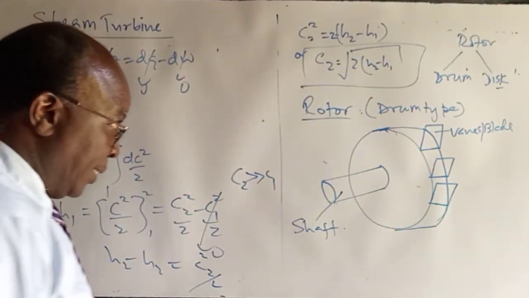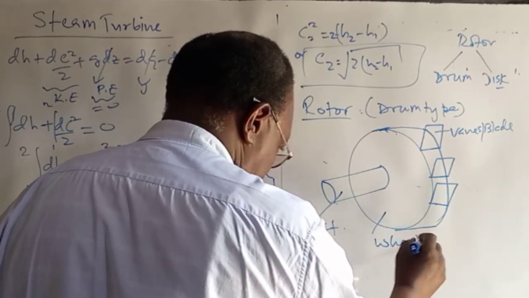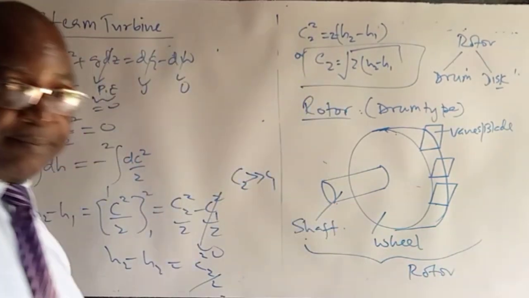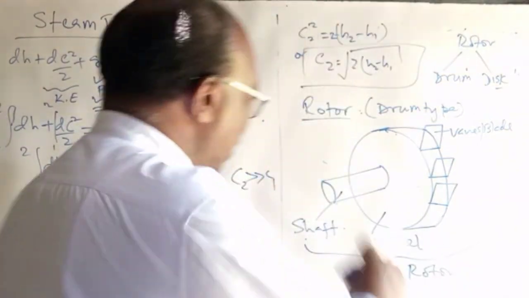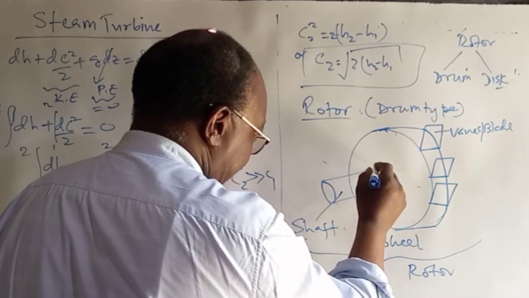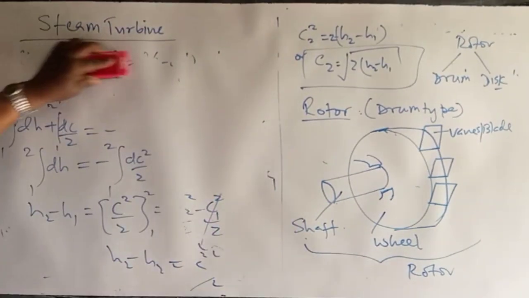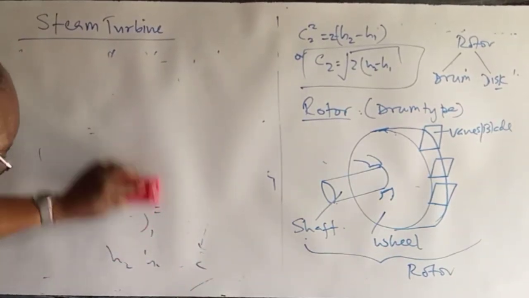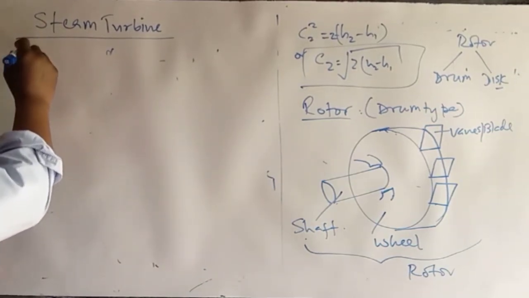And so what happens? The shaft, and this is the wheel. The shaft plus the wheel constitute the rotor. Now, of course, you see the word rotor, you are thinking of rotation. Now, this shaft is mounted onto a bearing. The shaft is mounted onto a bearing.